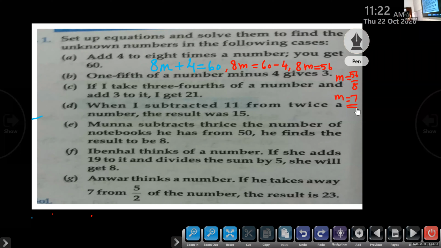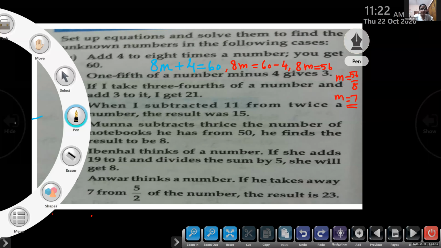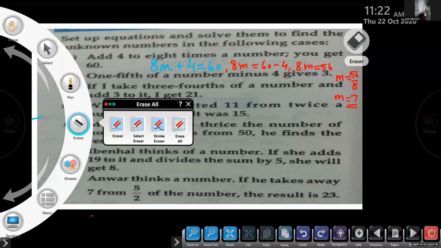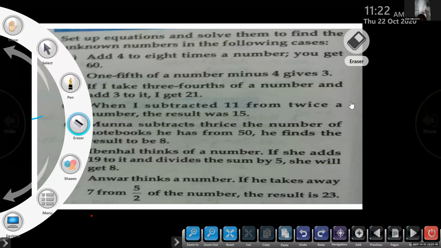Isn't it? Yes, ma'am. Did you understand? In this way, you have to do all the problems. I won't do them. You have to tell me the answer. Do it and tell me the answer, and we'll discuss and finalize the equation. Clear? Okay. Now we'll see the second case.